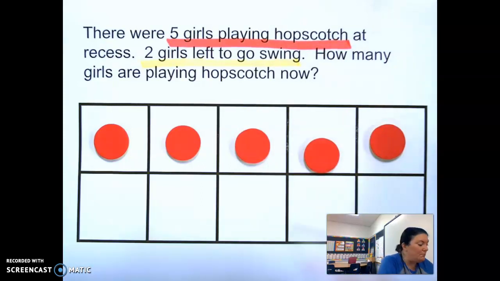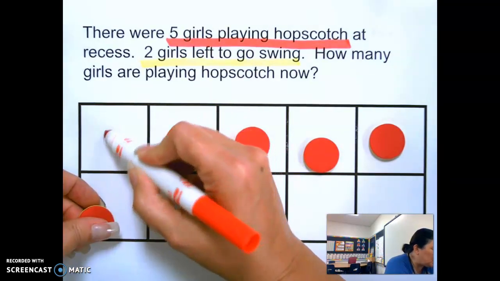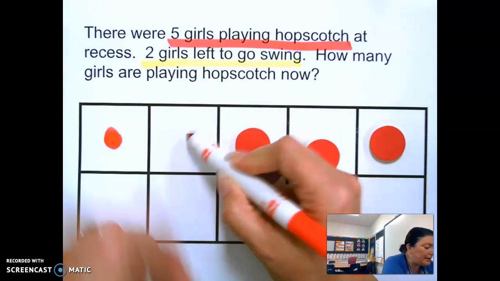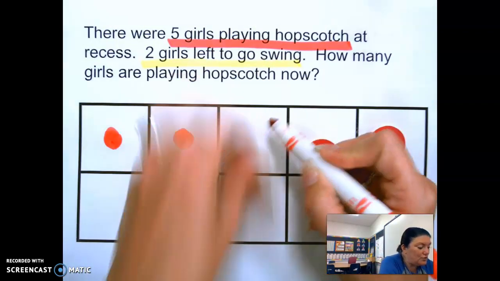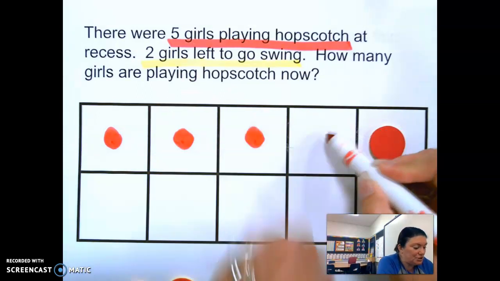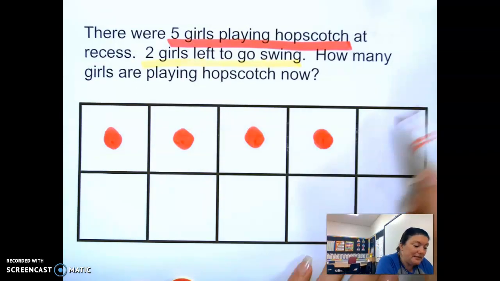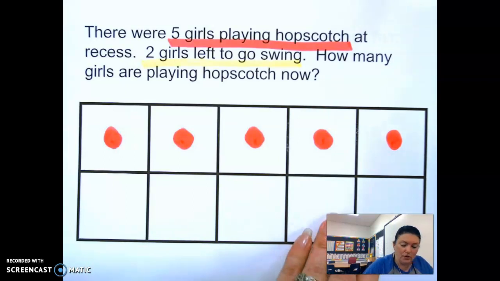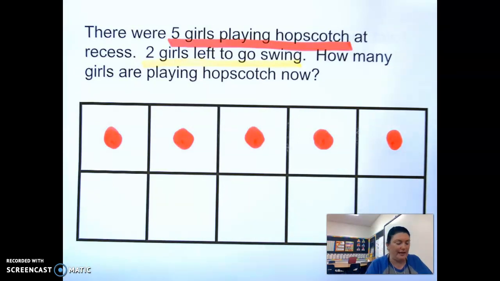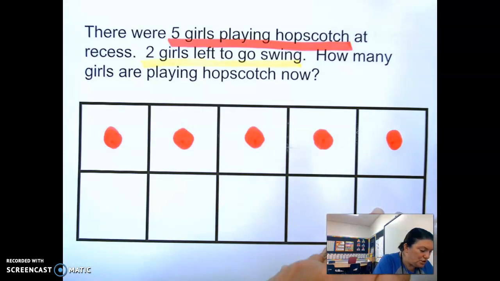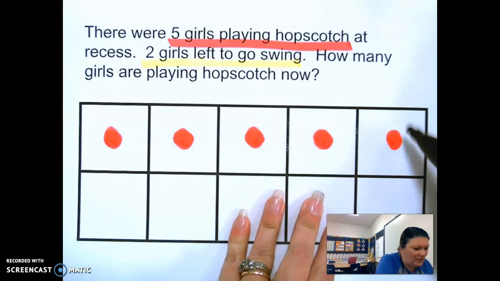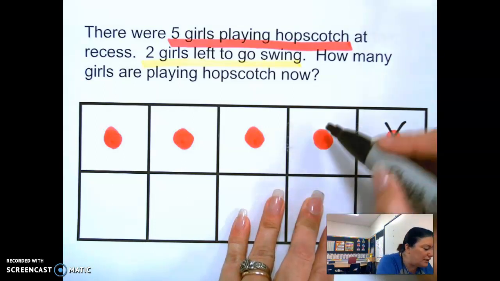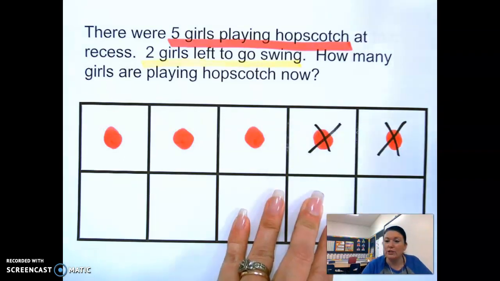So I'm going to show you now what that's going to look like if we were going to model that using a drawing or try to solve that using a drawing. Remember, when I'm using a drawing as my representation to solve, I'm simply replacing my objects with a picture. So there's my 5 counters, and 2 of my girls went to go swing. Now, Miss Langford's going to choose to use her black instead of her yellow because I don't want to mess up my yellow marker. Sometimes, you know, when we use yellow markers, they get other colors on them, and I don't want to mess that one up. So I'm going to use black.